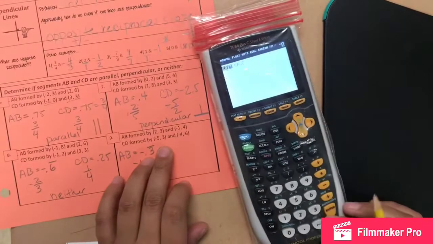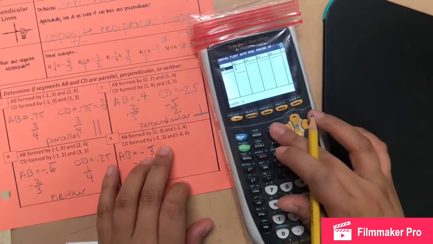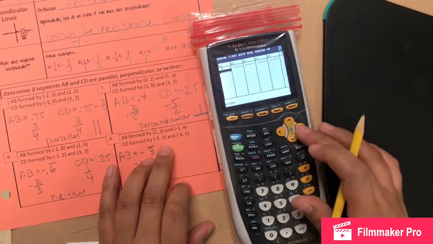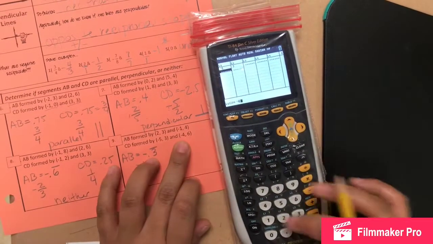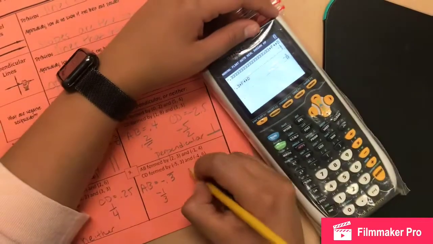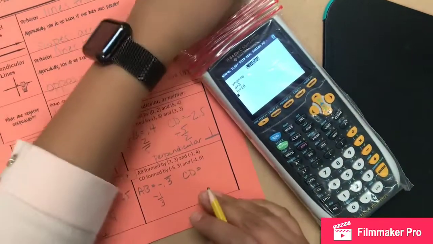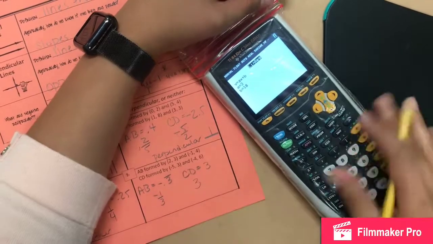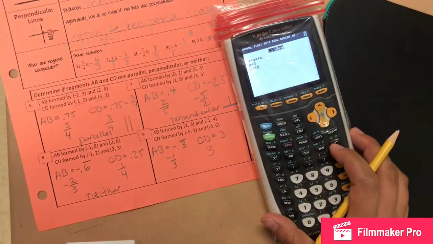Then the second set of points, I'm going to do linear regression. Negative 5 on the left, 3 on the right, negative 4 on the left, 6 on the right. Stat over to calc, number 4, enter, enter, enter, enter. CD equals a slope of 3. This one I do not have to convert to a fraction because it's not a decimal.